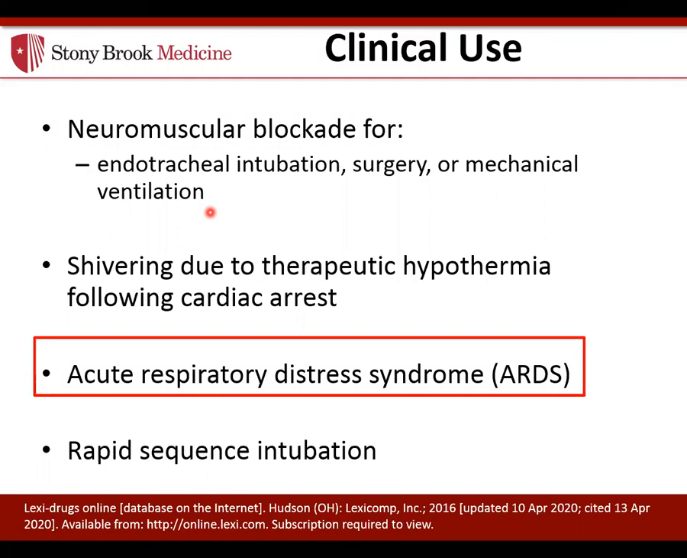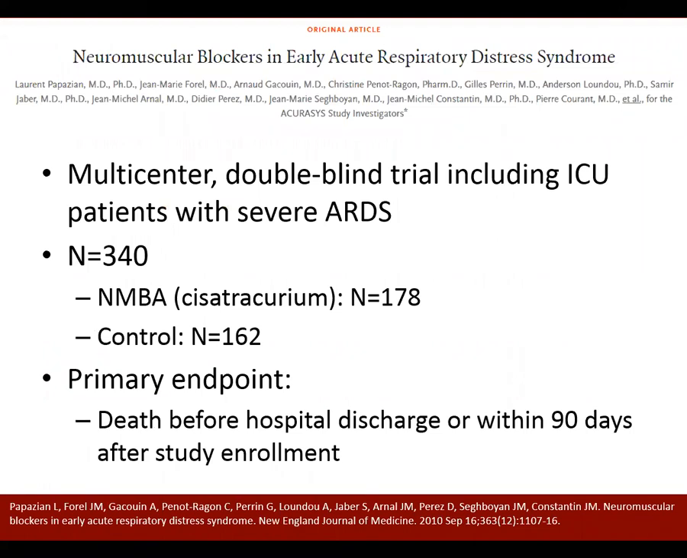However, there is some controversy regarding the use of neuromuscular blocking agents for ARDS. This trial, Neuromuscular Blockers in Early ARDS, was published by the New England Journal of Medicine in 2010. It was a double-blind, multi-center trial, including patients with severe ARDS who were admitted to the intensive care unit. They randomized patients to receive the neuromuscular blocking agent cisatracurium versus control, and the endpoints they were looking at were 90-day mortality and death before hospital discharge.